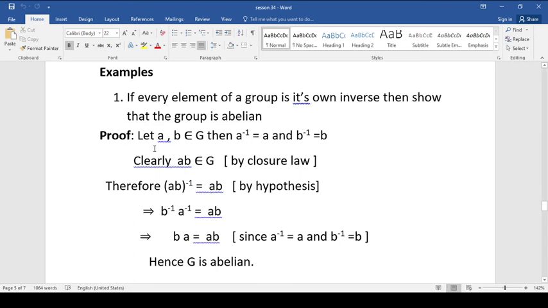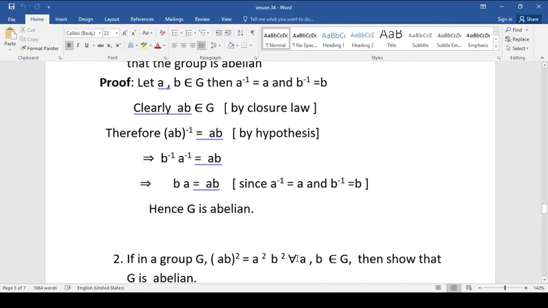So clearly, if A and B belong to G, then A into B also belongs to G by closure law. Then consider the inverse of AB. By the given hypothesis, the inverse of AB is equal to AB only. The inverse of AB we can write as B inverse A inverse, so B inverse A inverse is equal to AB, and by the given hypothesis B inverse is B and A inverse is A. So therefore we got BA is equal to AB. Hence we can say that the group G is an abelian group.